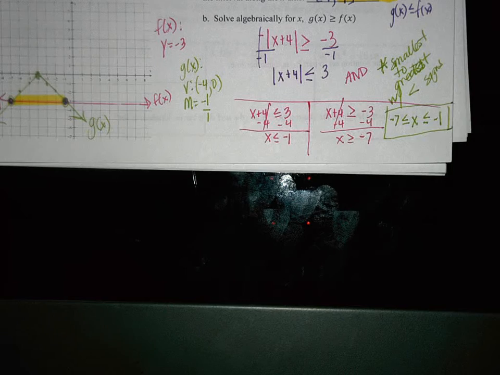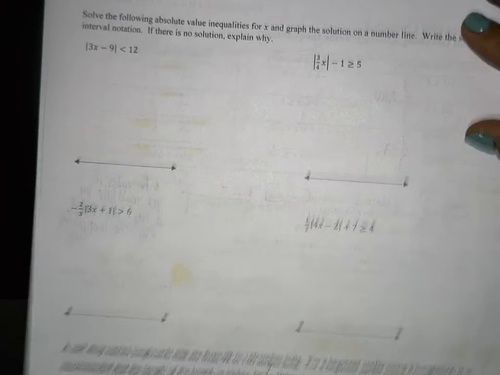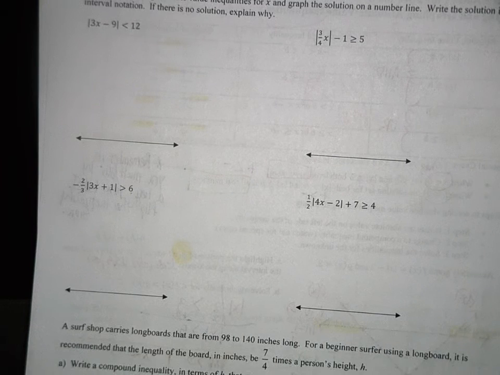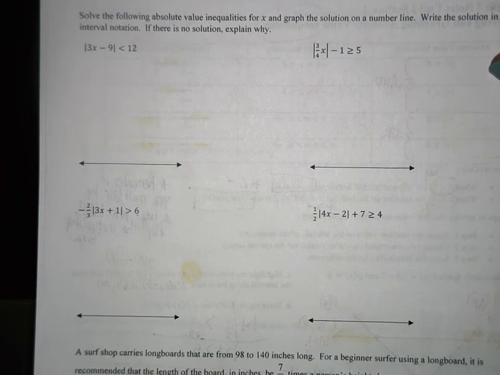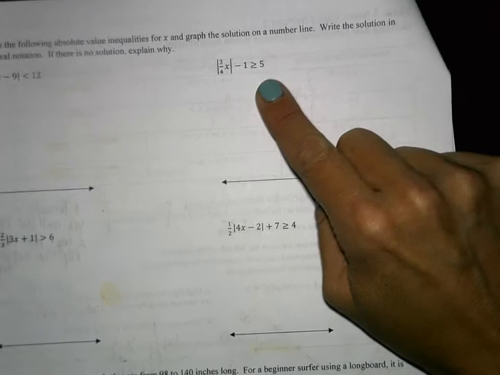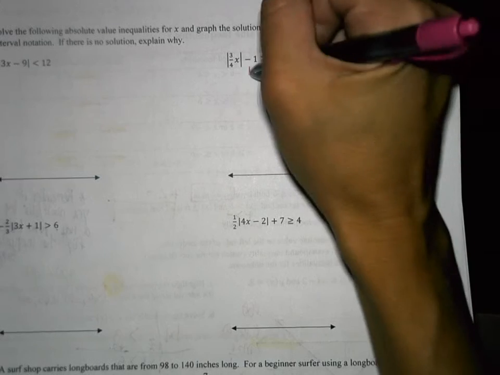Okay, moving on. We're going to do a couple more examples. 3 to be exact, so we're only going to do 2 of the 4 I have here. And so, actually we need to do 3. Okay, we're going to start here. What would I do first? Add 1. Good. We cannot set up 2 equations until the absolute value is by itself.